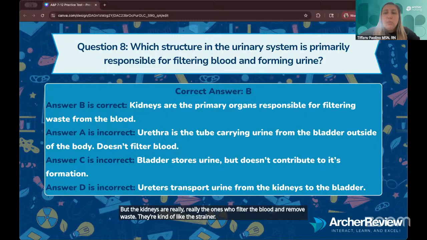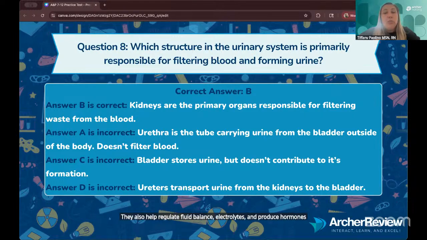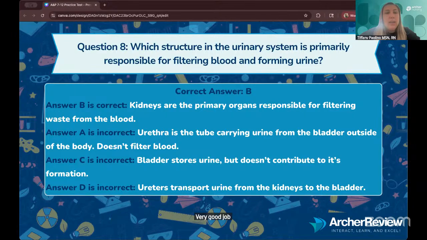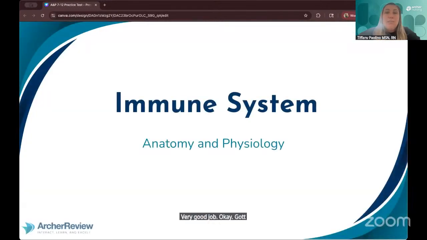They also help regulate fluid balance, electrolytes, and produce hormones like renin and erythropoietin. The urethra is that tube that expels urine from the body. Bladder stores the urine, and ureters transport the urine from the kidneys to the bladder. Very good job. Okay, gotta talk about the immune system.